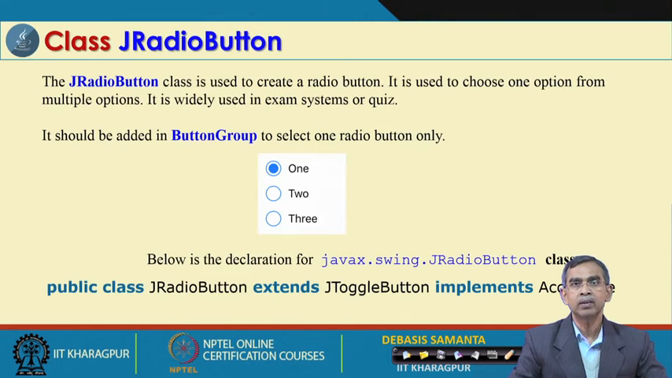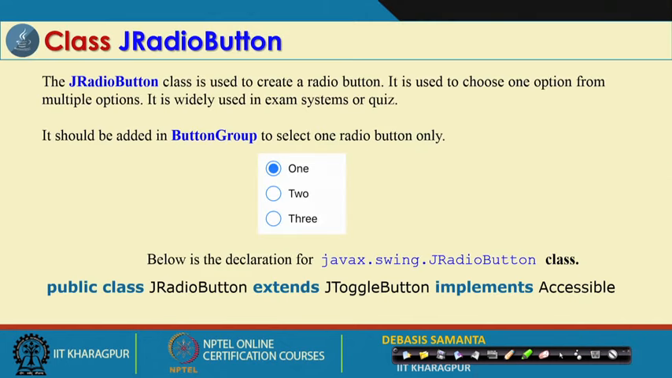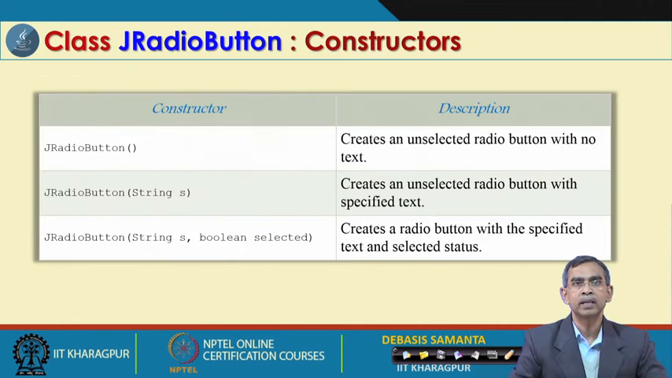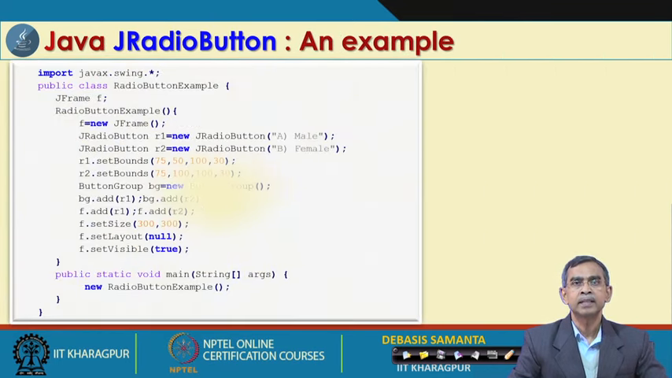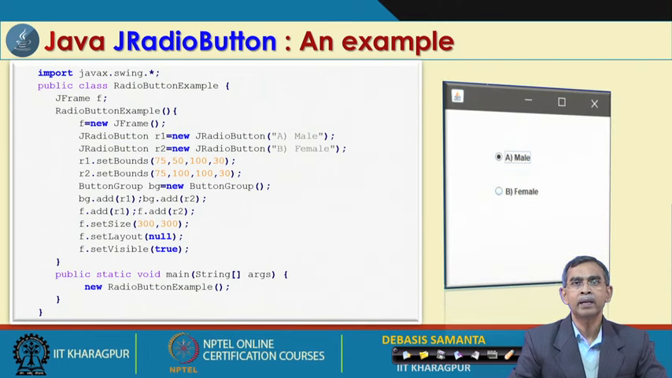And the JRadioButton, we are already familiar with it from the AWT, it is also there, but here the look of the JRadioButton is much more elegant than the AWT, and this is an example of a radio button. It is a button group, actually the object that you have to create, and it has 3 constructors, and there are so many methods, as you see. And then this is a simple example, and if you implement this example, you can find this kind of output, and this is self explanatory.